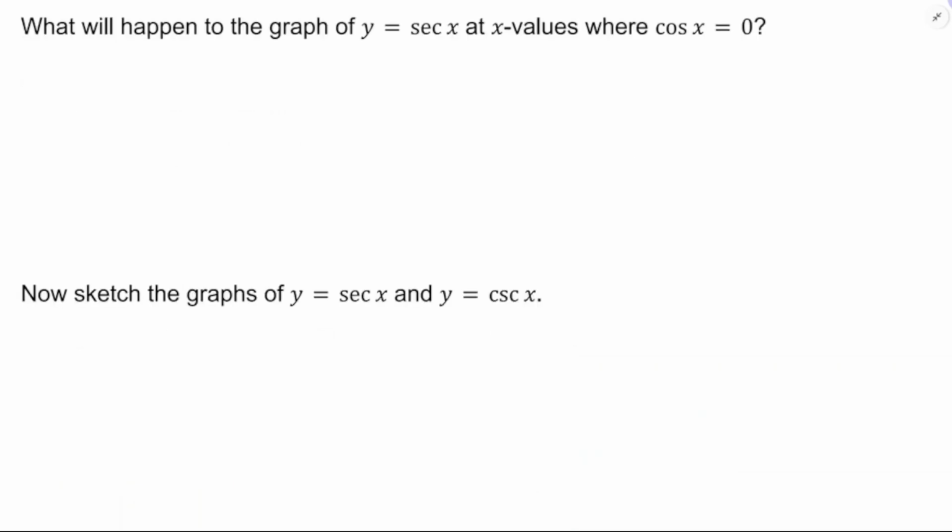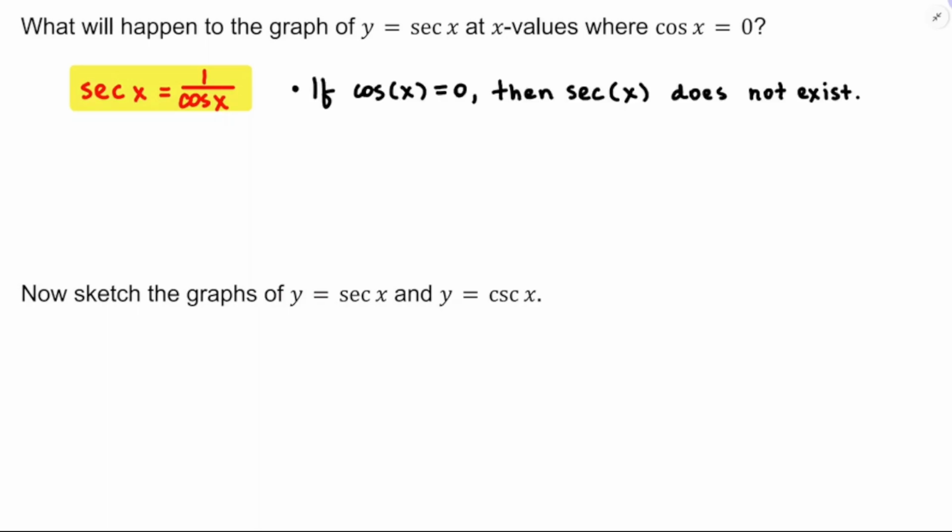So I might ask you, what do you think would happen to the graph of y equals secant x at x values where cosine x equals 0? We know that secant and cosine are reciprocals of each other. That's the whole lesson of the title of the lesson. We know that secant x is 1 over cosine x. So if cosine x was going to equal 0, secant would be looking like 1 over 0, and that's bad news. If cosine x equals 0, then secant x is not going to exist, because of the division by 0.